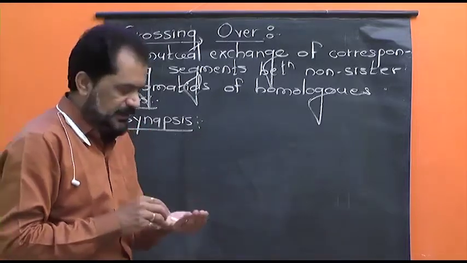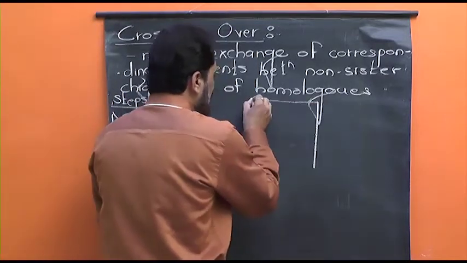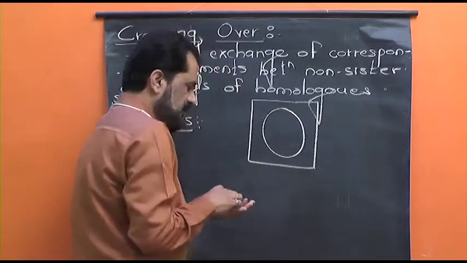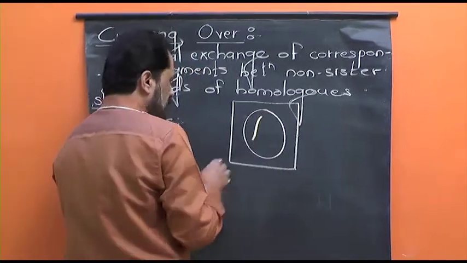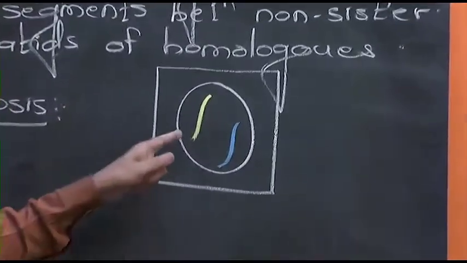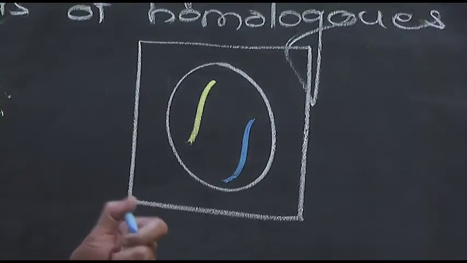Let me show in a diagram. Consider here is supposed to be the cell and nucleus. Just consider here I am going to show 2 chromosomes. Now here these 2 chromosomes are supposed to be homologous chromosomes.